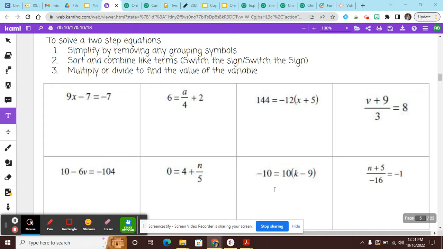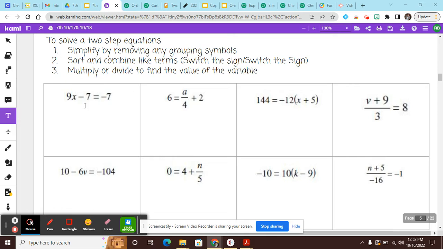Step two is sort and combine like terms. When we do that, we're going to use our line here as our separation line. When we switch over our equal sign, when we switch the side of a term, we're also going to switch the sign, not the operation, but the sign of that number. Then we're going to multiply or divide to find the value of the variables. And again, we'll only use at any given time two of these steps. You won't use all three because it's a two-step equation. So let's go ahead and get started on that now.